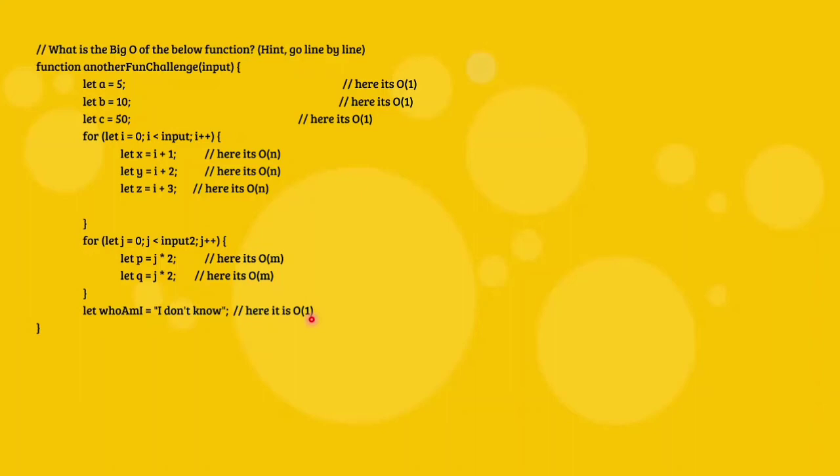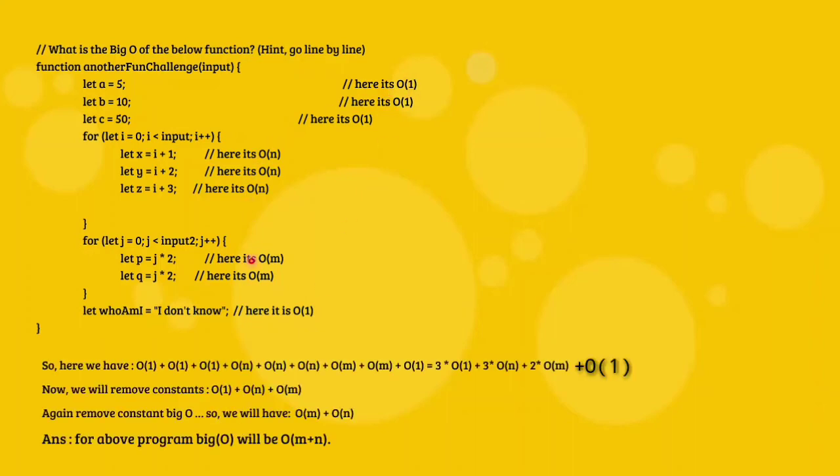Once we are done with this, we will simply add up all these things. So we will have 3 into O of 1 plus 3 into O of n plus 2 into O of m. After simplifying this or removing the constants, we will have O of 1 plus O of n plus O of m.